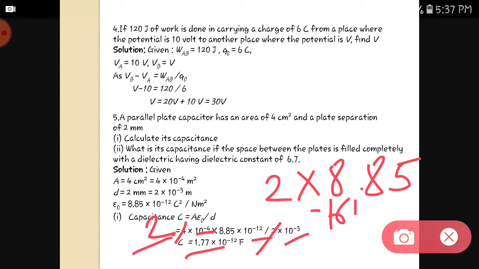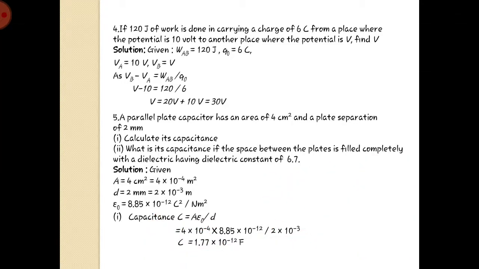And this will be plus 3. What will be that? Minus 13. By rearranging, we are getting it as 1.77 into 10 to the power minus 12 farad. As I told you, if you're writing the answer, you have to write down the unit as well. Then only you will be getting marks for it. Okay.